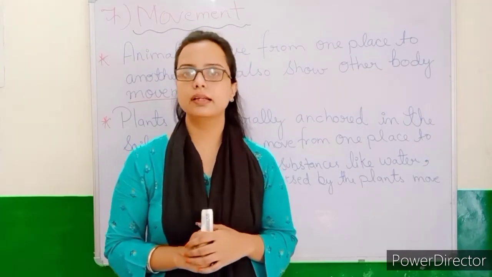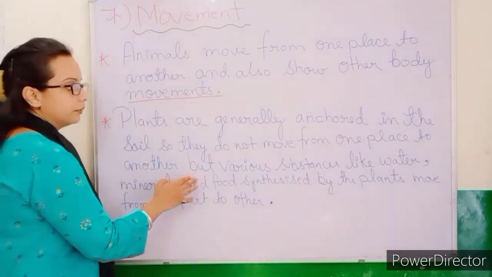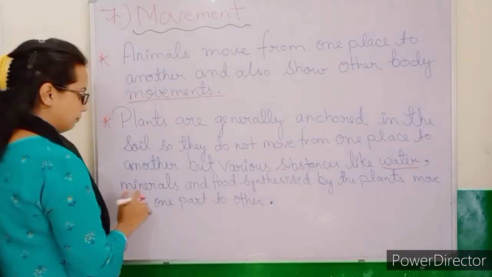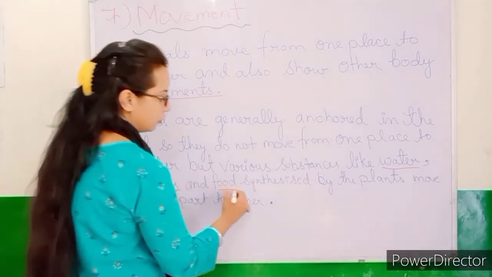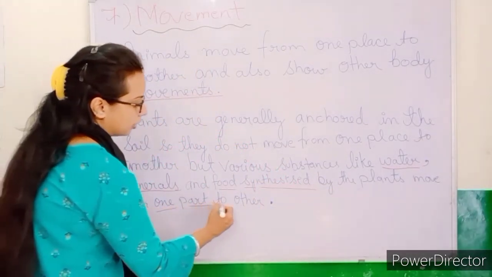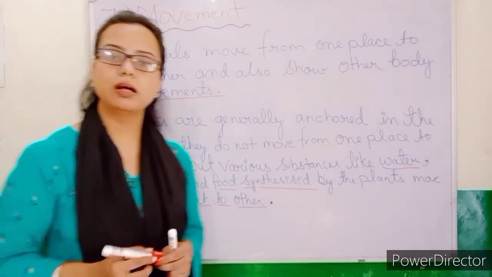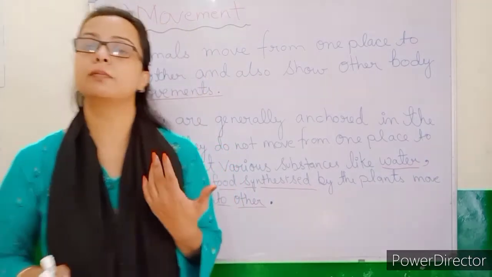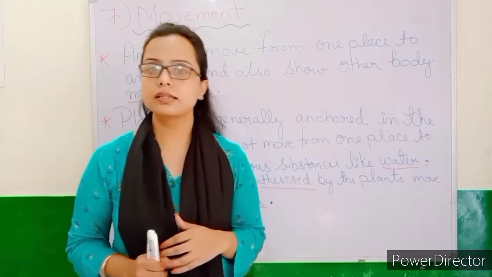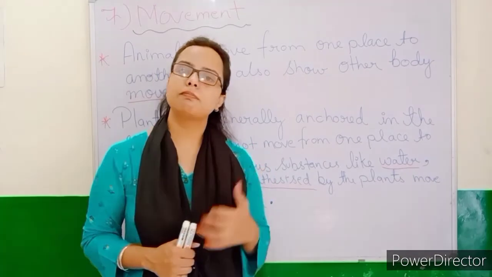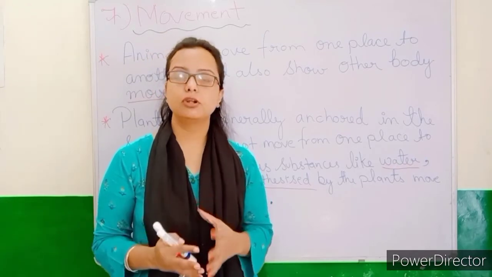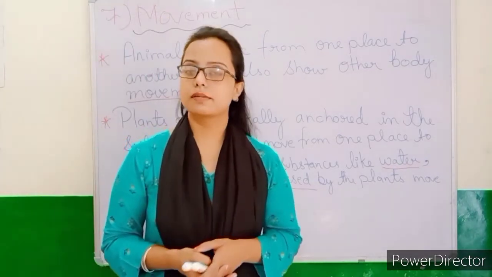So it is also in the living thing. Another: various substances like water, minerals, and food synthesized by the plants move from one part to another part of the plant. The minerals and water that are absorbed by the roots of the plant, and the food that is synthesized by the plants, are moving from one part to another part. So now this topic, the characteristics of living organisms, is over.